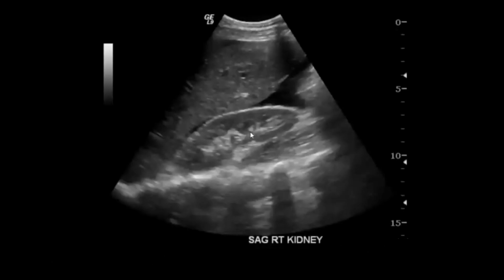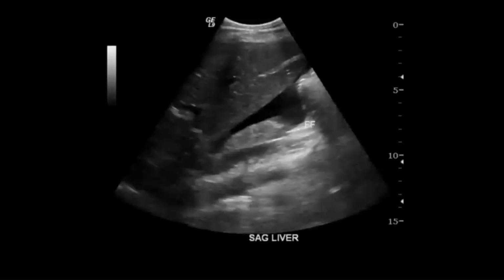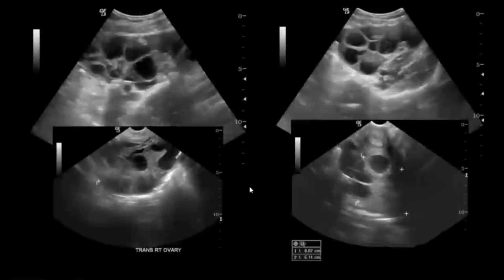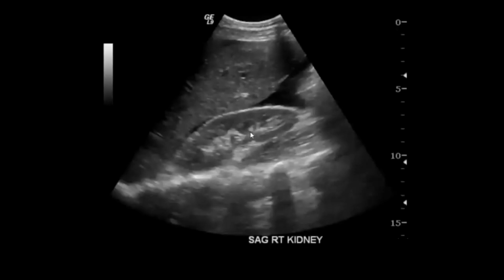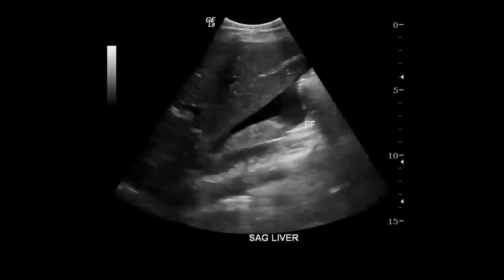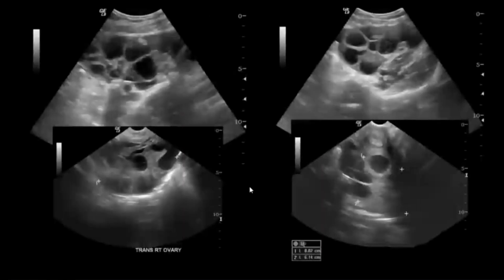So we have just seen images of a case of OHSS, Ovarian Hyperstimulation Syndrome. It consists of ovarian enlargement with extravascular accumulation of fluid leading to a variable weight gain, ascites, pleural effusion, intravascular volume depletion, and oliguria. Imaging findings tend to be similar on ultrasound, CT, and MRI.